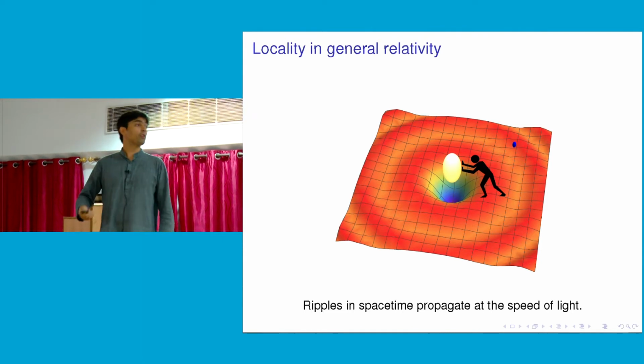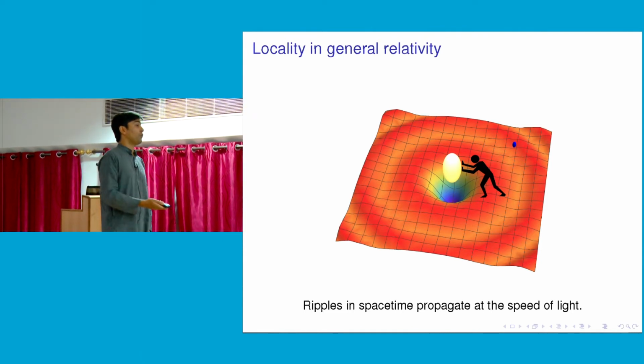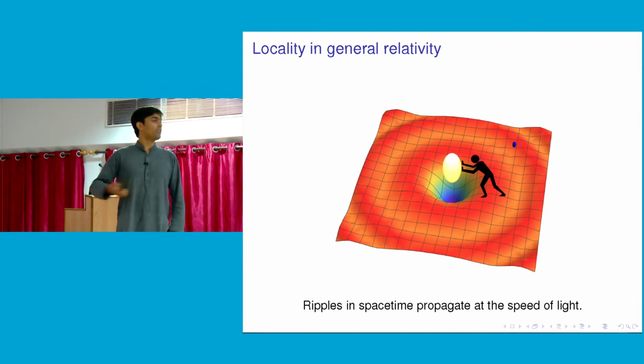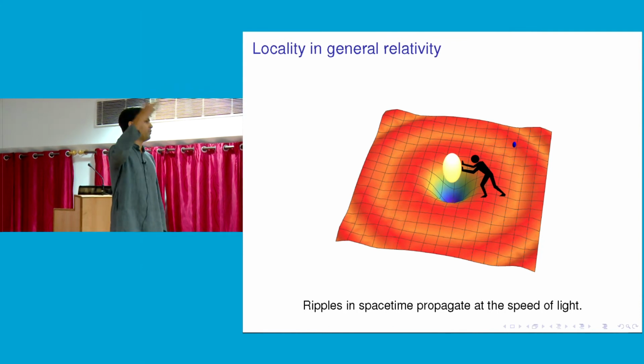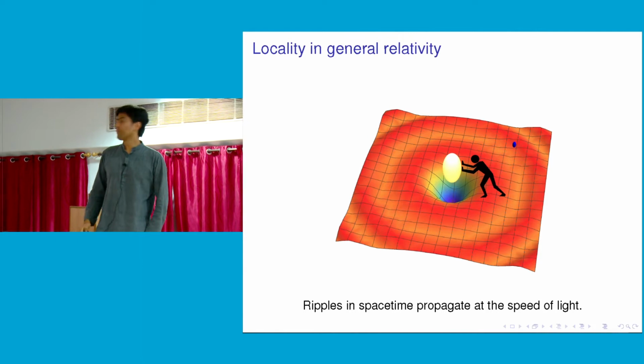And so general relativity is also an example of a field theory, and therefore it's a local theory that tells you no information travels faster than light. Okay? So I hope this philosophical distinction between the two theories is clear.